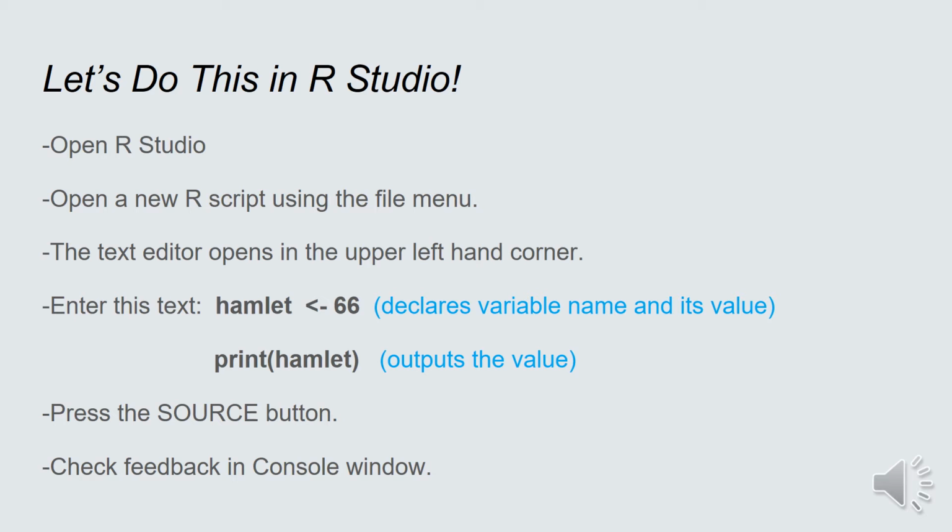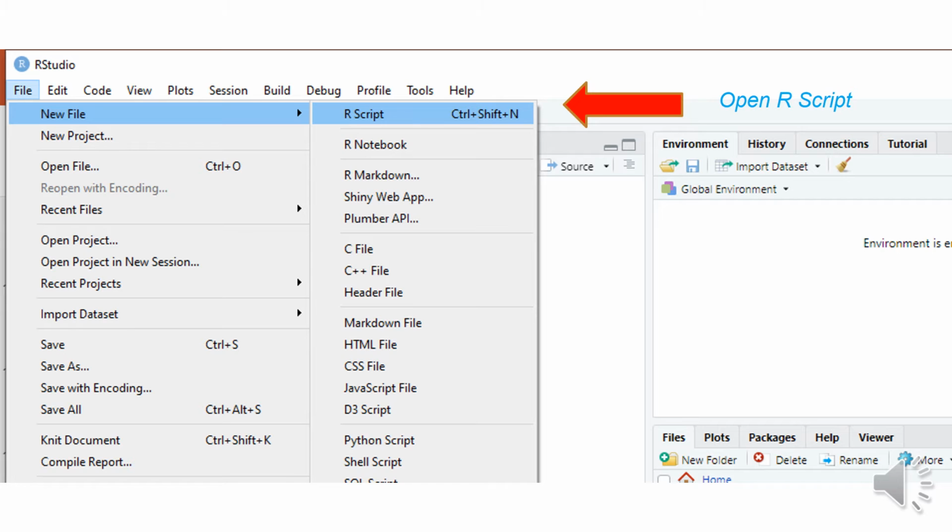So the two bold-faced bits of text right here are what we're going to type into the text editor in the next screen. And then we press a button called the source button, and that will run the program and spit it back to us. Now, if you remember, to open the text editor so that you can write a program, you select New File, R Script from the file editor. Don't select Project. And only then does the text editor become visible so that you can type in programs.